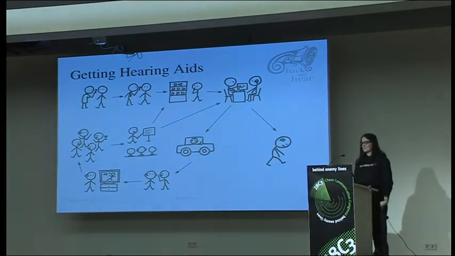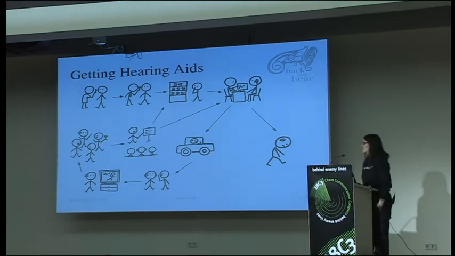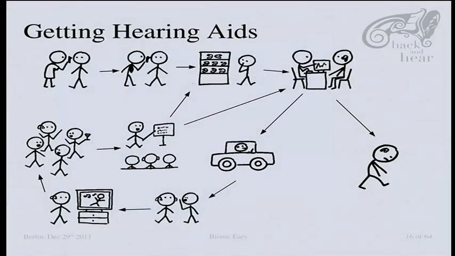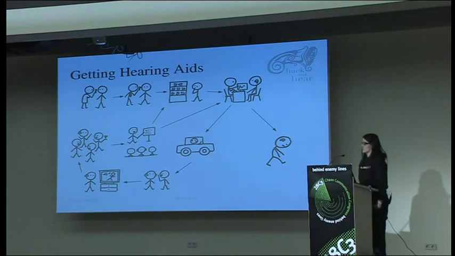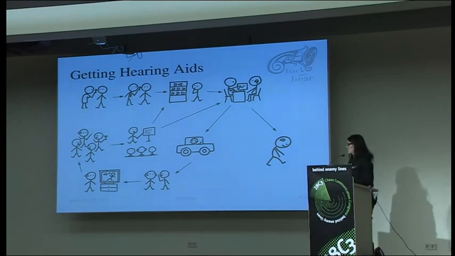Getting hearing aids, unfortunately, is not that easy. So one day you realize you cannot hear very, very well anymore. You go to a doctor, he makes some tests, he sends you to an audiologist, he makes some more tests. You choose some hearing aid from the shop of the audiologist, and then the audiologist has to adjust the hearing aids according to your audiogram, and then it doesn't stop. So then actually the work starts.